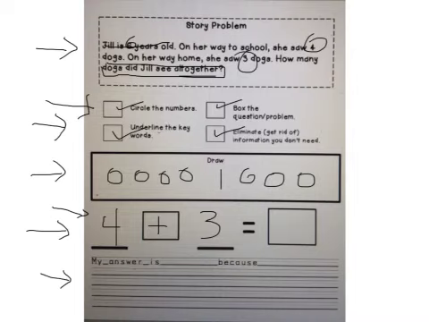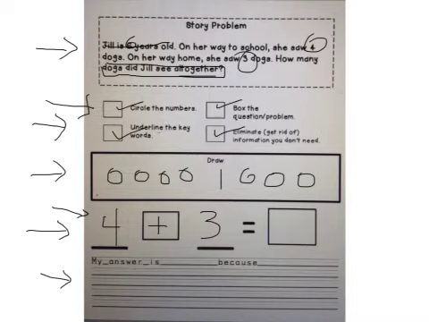Well, there's a lot of strategies you could use. You could simply count the number of circles that you have drawn on your paper. You could put the number 4 inside your head and count up 3. Or you could remember your doubles fact. Either 4 plus 4 is 8 with 1 less, or 3 plus 3 is 6 with 1 more, and you will be able to solve the problem.